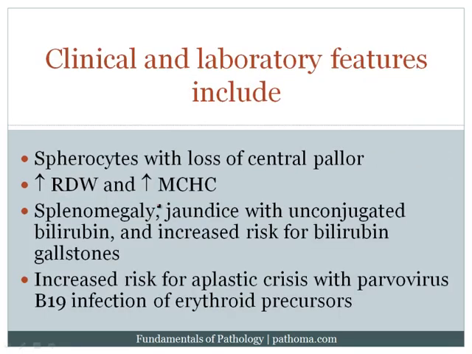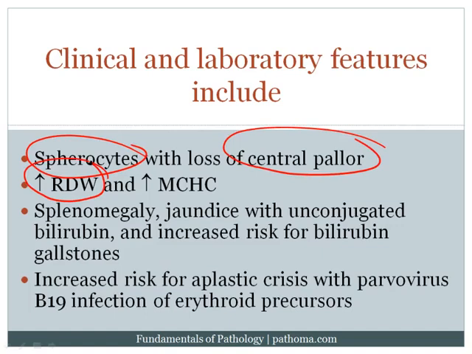Some of the clinical and laboratory features include spherocytes with a loss of central pallor, I've already shown you that, an increased RDW, I've already explained that, and an increased MCHC. What's MCHC? The mean corpuscular hemoglobin concentration. As you begin to shrink down the cell, the cytoplasm remains about the same, and so the hemoglobin gets more concentrated within that cell. And that is measured by the mean corpuscular hemoglobin concentration. And it really is probably, for your purposes, the only disease where you're actually going to see an increased MCHC.